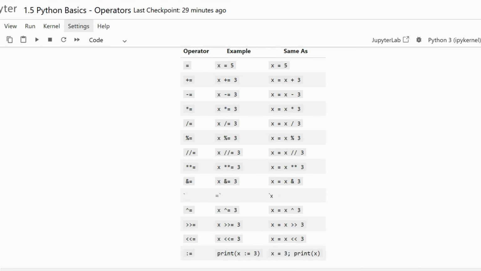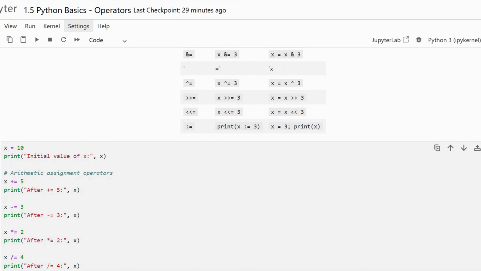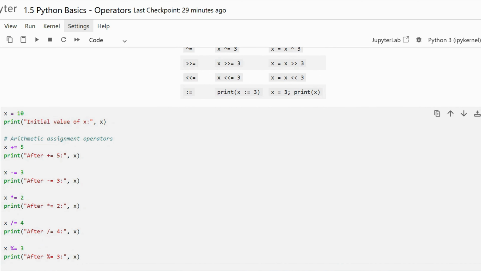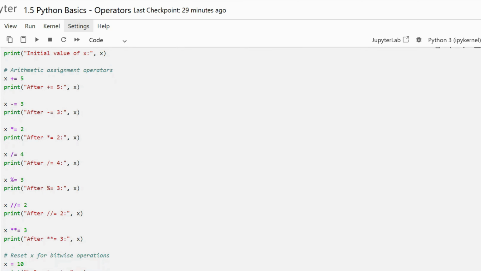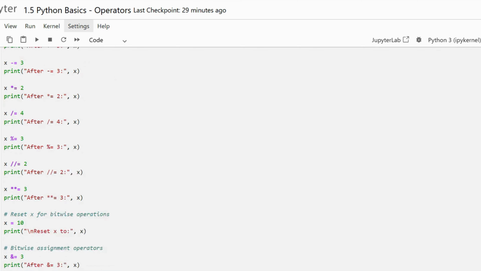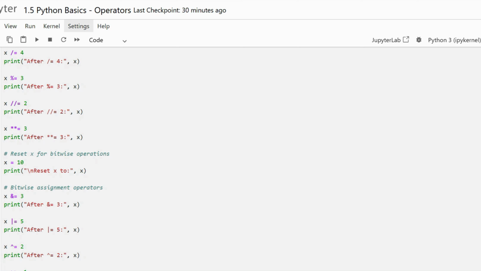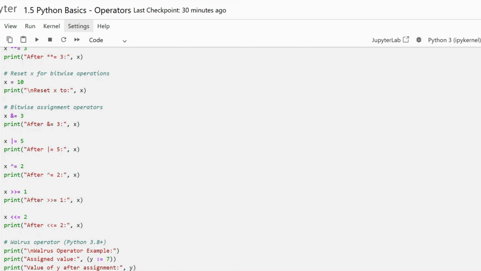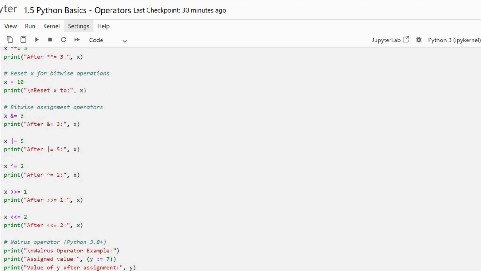Let us start with x is equal to 10. On giving x plus equal to 5, which means x is equal to x plus 5, the value becomes 15. X minus equal to 3, value becomes 12. X into equal to 2, value becomes 24. X divided equal to 4, value becomes 6. X modulo equal to 2, remainder is 0. X exponential double asterisk equal to 3 gives you 0.